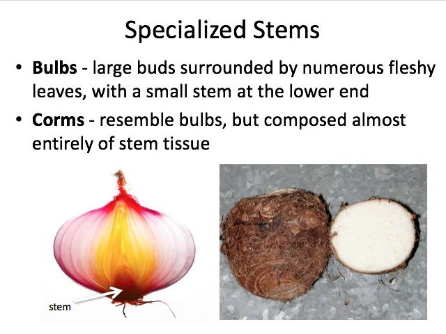A corm looks like a bulb, but it's composed almost entirely of stem tissue. The plant called taro is a corm. Often people call it taro root because it grows underground, but now you know taro is actually a specialized stem.